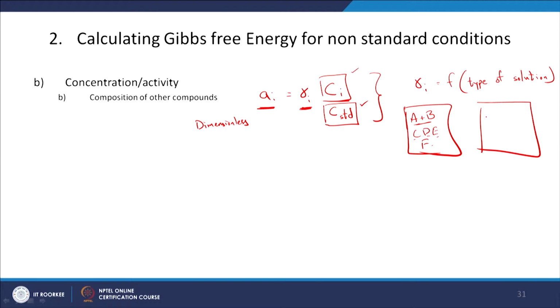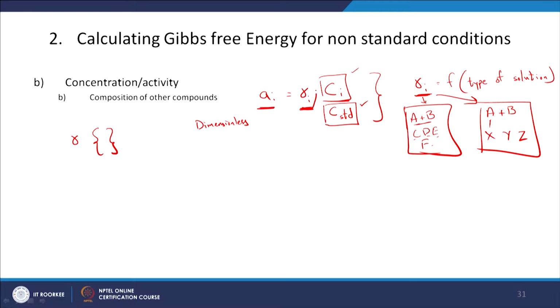And in another solution, let us say I have A reacting with B, and now I have X, Y and Z compounds. So I am now concerned about the interactions between X and A, Y and B, Y and A, Z and A, Z and B and so on. What I am trying to hammer home is that the activity coefficient varies from solution to solution. So in general, we need to talk about the four phases which we usually come across with respect to calculation of these activities.